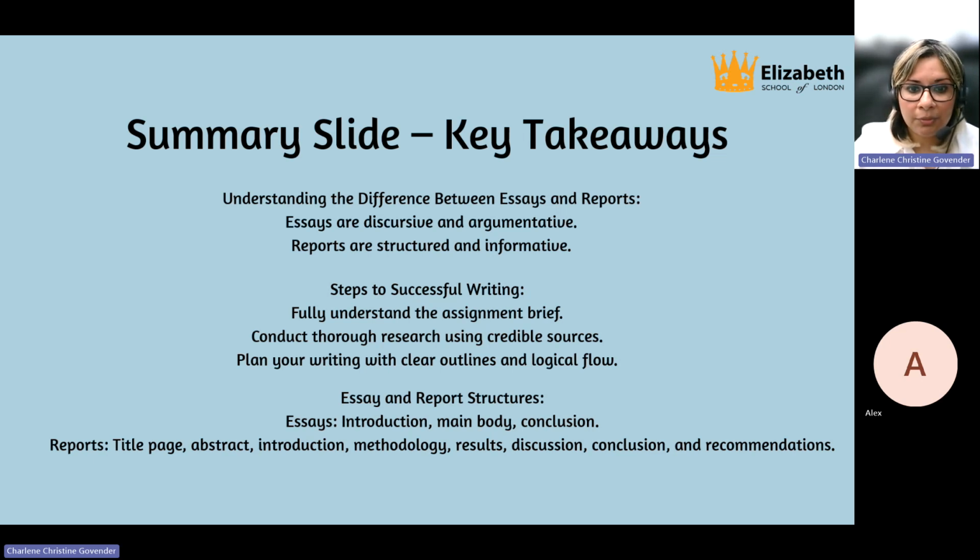Always use credible sources. Try to make sure they are under 5 years old. 4 years would be great. Make sure you are using sources that are recognized. Stay away from websites like Wikipedia. Those are not recognized. When you are writing, plan. Plan before you start writing, as always. Make sure you have clear outlines, and there's a logical flow in it.